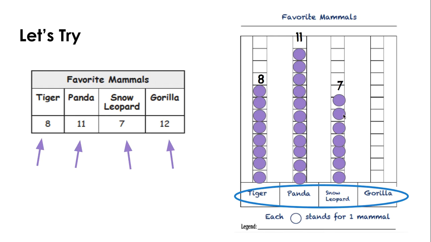You can see how mine, it was a little bit tricky to get this right in the box. You want it right in the box rather than above the line. I know you guys can do that much better by hand. And lastly, gorilla has 12. So our table now matches our picture graph. Pretty awesome.